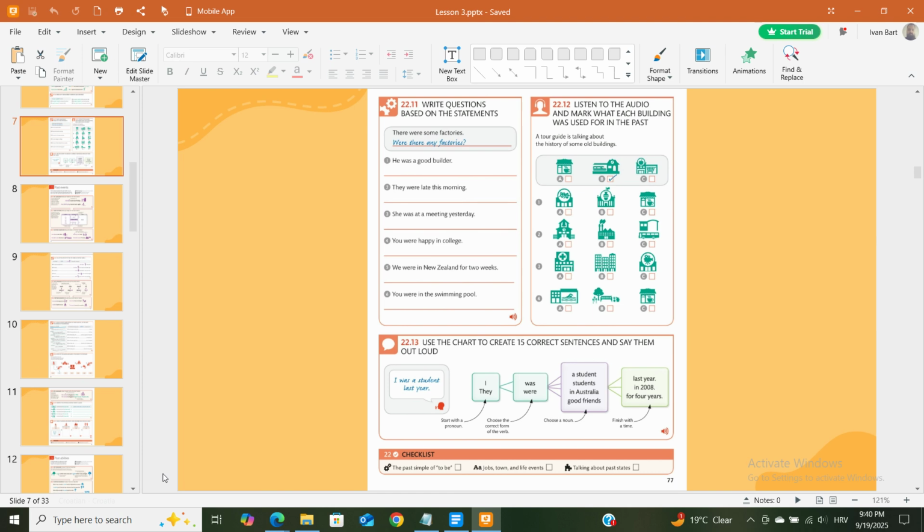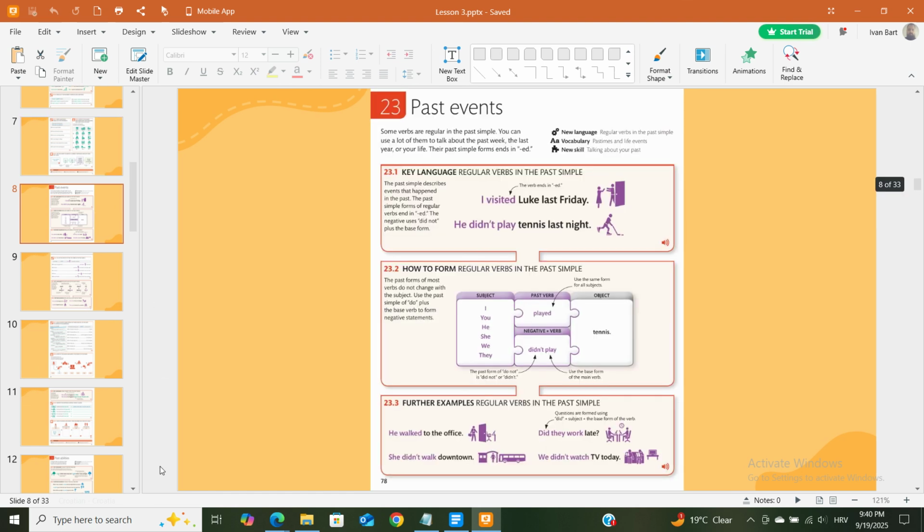Checklist. The past simple of to be. Our jobs, town, and life events. Talking about past states. 23 Past events. Some verbs are regular in the past simple. You can use a lot of them to talk about the past week, the last year, or your life. Their past simple forms end in ed. New language: regular verbs in the past simple. Vocabulary: pastimes and life events. New skill: talking about your past.